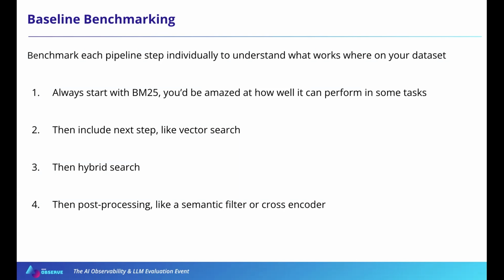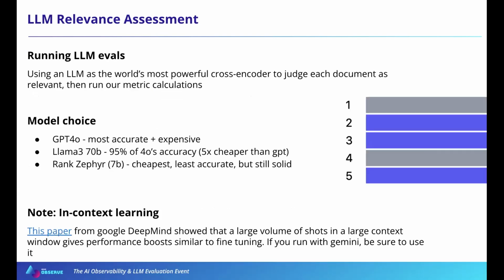And then secondly, add a post-processing step. So our product, semantic filter, is kind of a souped up re-ranker, or a traditional cross-encoder re-ranker is also a great way to start. So the best way to do this is probably to run an LLM if you have a large data set. You can pick your model. GPT-4 or Claude 3 Sonnet are going to give you the best results.